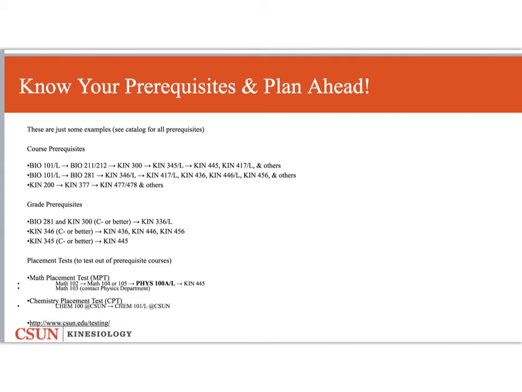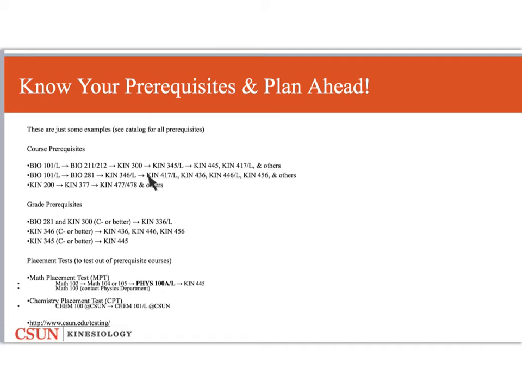Another series here, 417, which I mentioned before, is the strength training class. That is required for applied fitness. 436 is applied sport physiology. That is an elective for exercise science and applied fitness. 446 is advanced exercise phys, which is required for all applied fitness and exercise science. Kin 456 is adult program design, and it's an elective for applied fitness and exercise science.